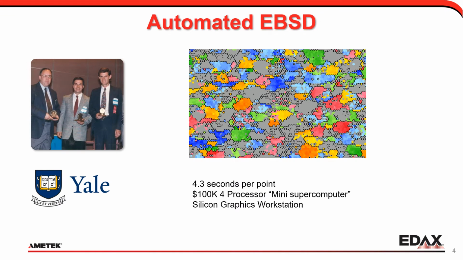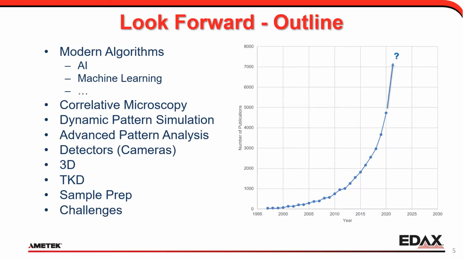Brent took his research group to Yale University shortly after the EBSD introduction, and we started working on automating the EBSD. We were successful and were able to index points at a rate of 4.3 seconds per point on a $100,000 mini supercomputer. Today's systems are nearly 20,000 times faster and on a much cheaper computer, so we've made great strides. I originally thought that we would have plateaued by now in terms of the development of EBSD, but that certainly is not the case.